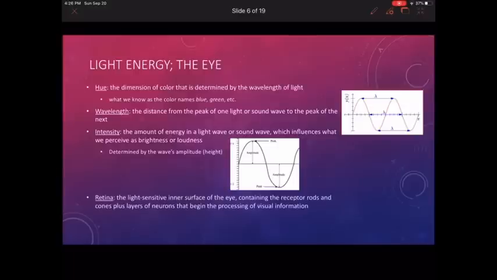And then your retina is what is light sensitive in your eye. So the retina is really what's going to be determining hue and intensity here. It contains receptor rods and cones, plus layers of neurons that begin the processing of visual information that we're taking in.